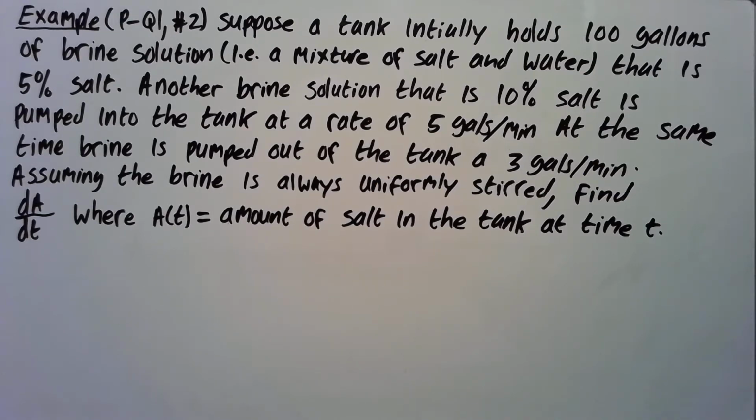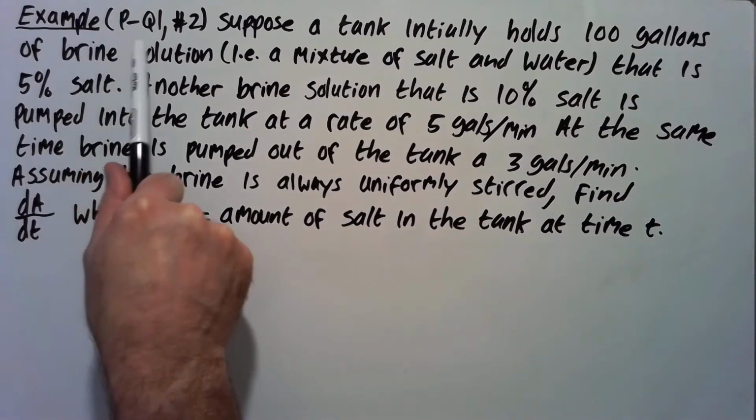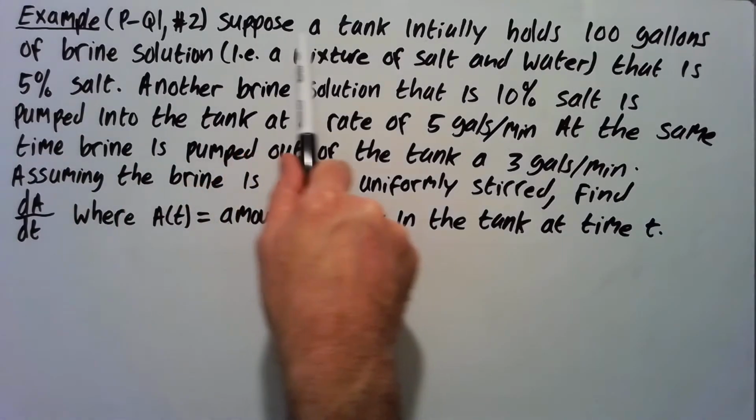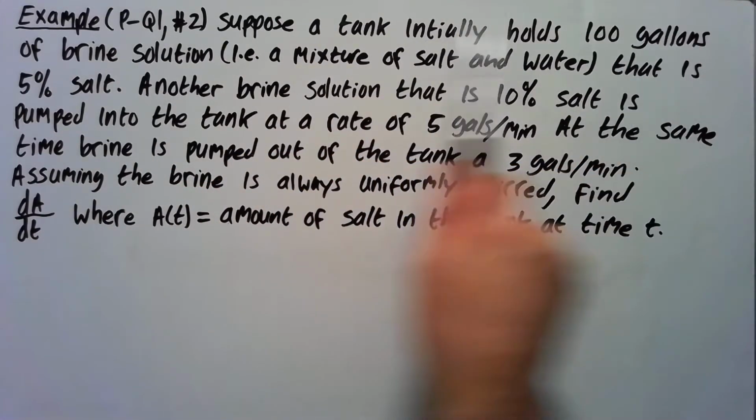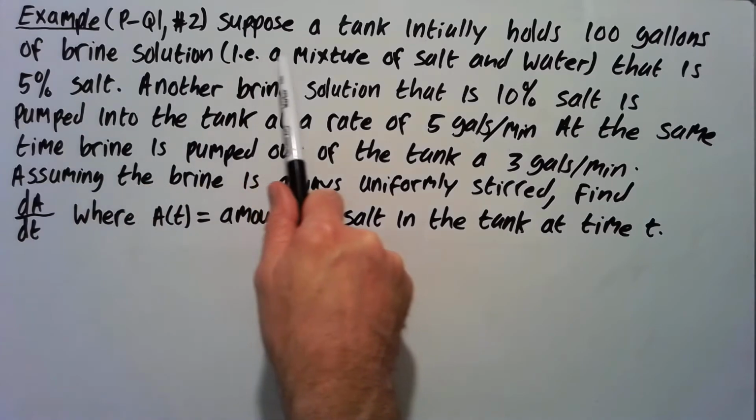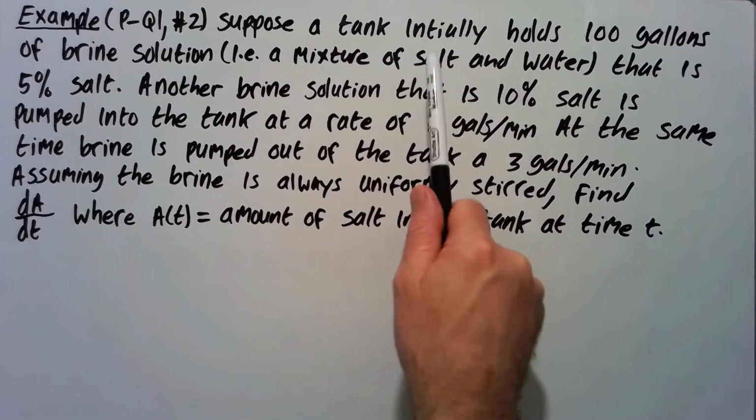Okay, let's do an example. This is from practice quiz 1, number 2. It says, suppose a tank initially holds 100 gallons of brine solution. That just means a salt-water mixture.